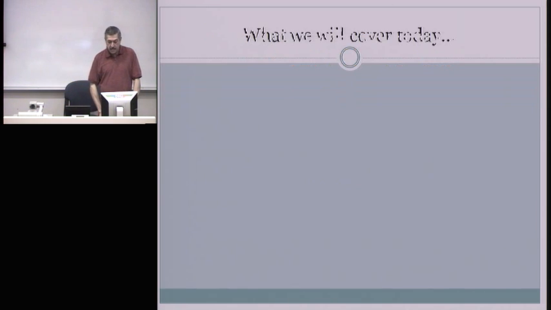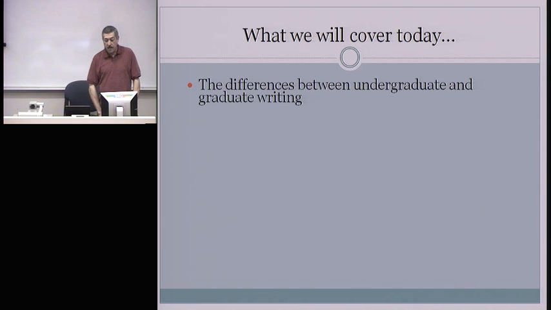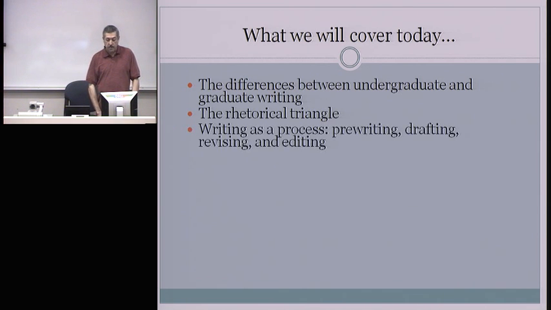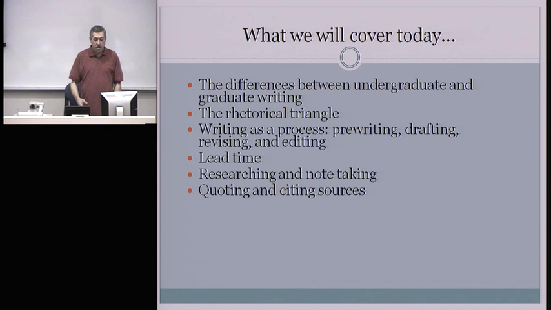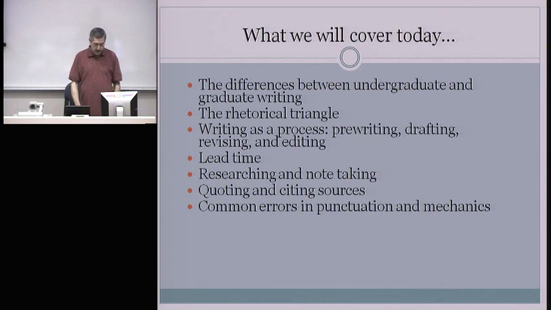And what we'll be discussing today is the difference between undergrad writing and grad writing and the rhetorical triangle. Also we'll be talking about writing as a process: you have pre-writing, drafting, revising, and editing. And we'll also talk about lead time, and I'll definitely get into that, and how to take research notes, and also quoting and citing, which is very important in papers, and also some common errors that students still make as far as punctuation and mechanics. And we'll provide you with resources to help you write.